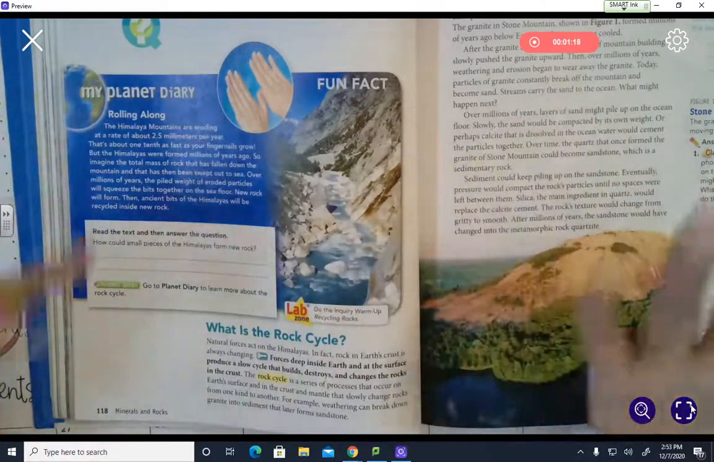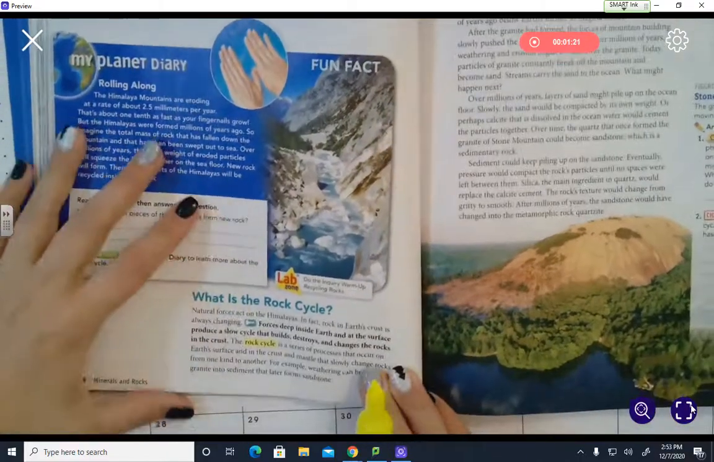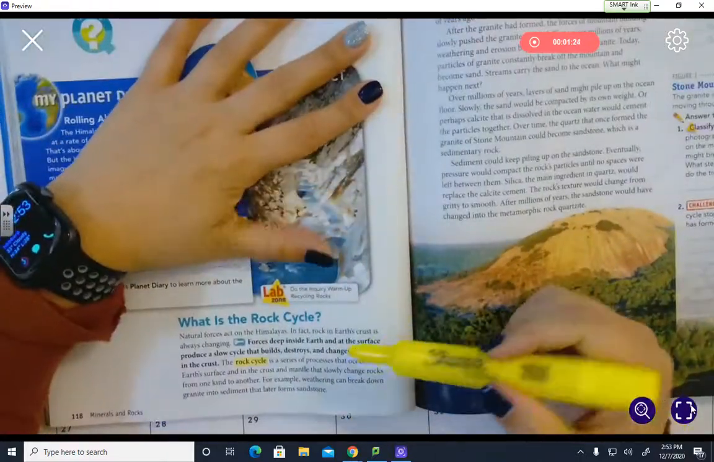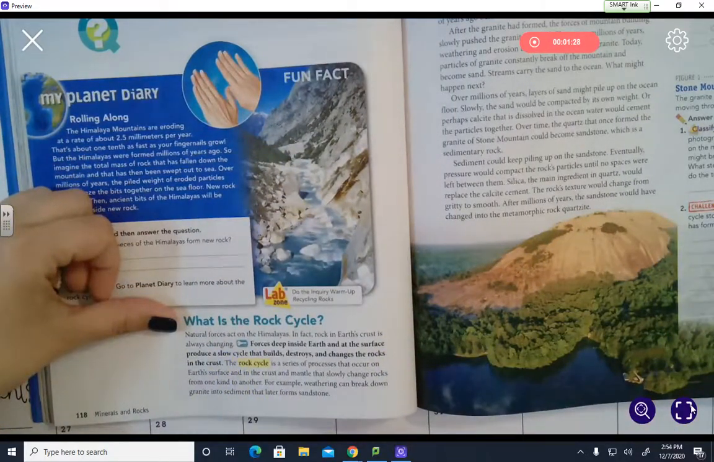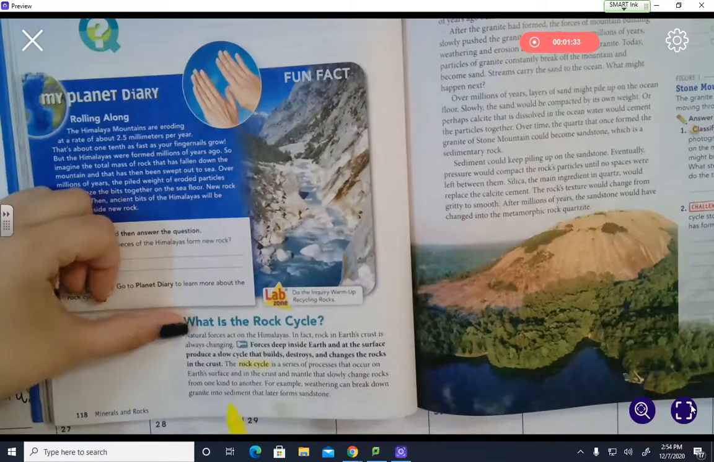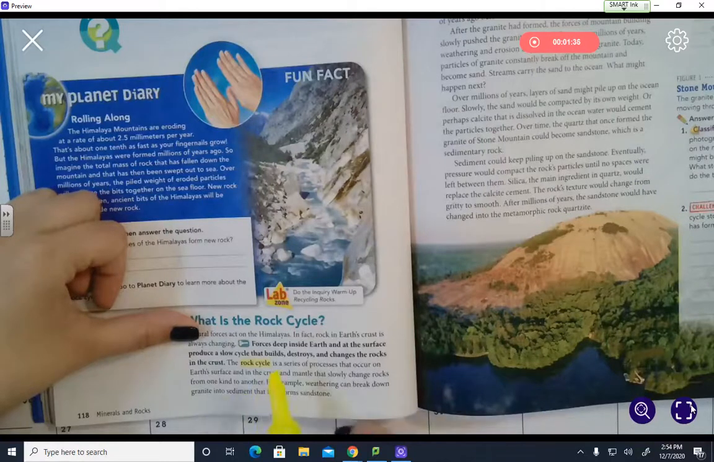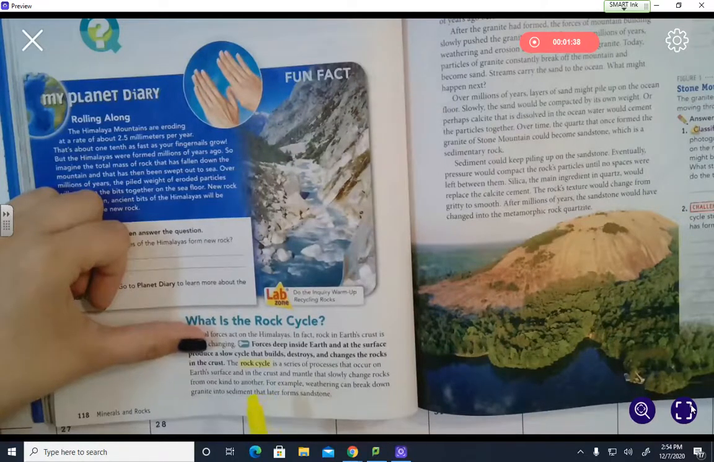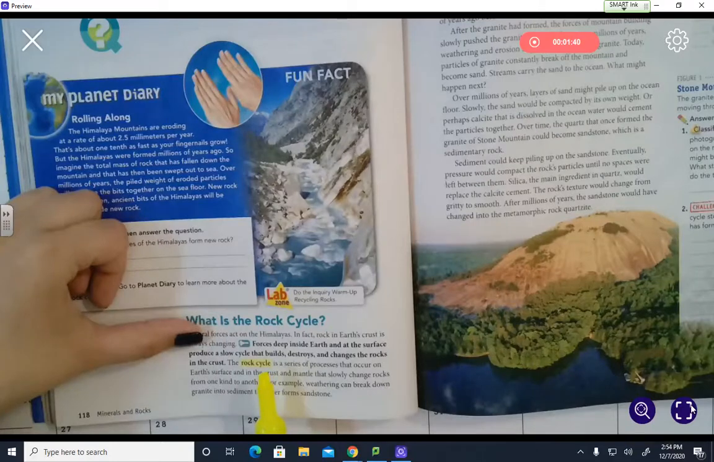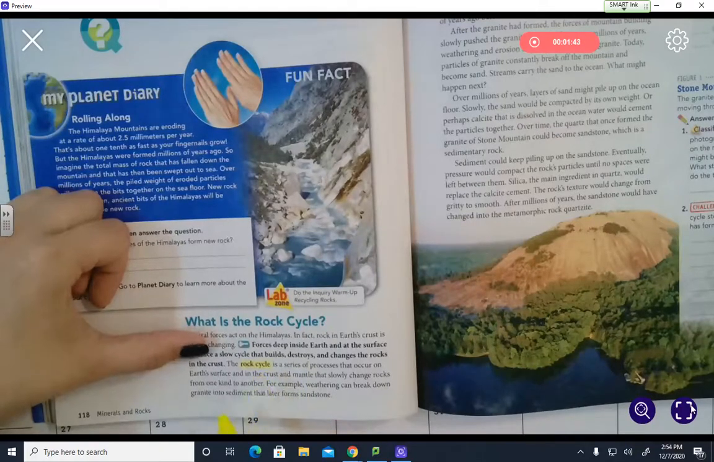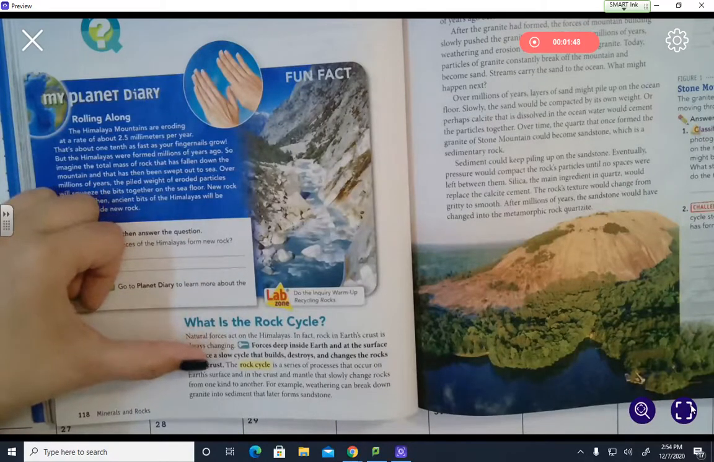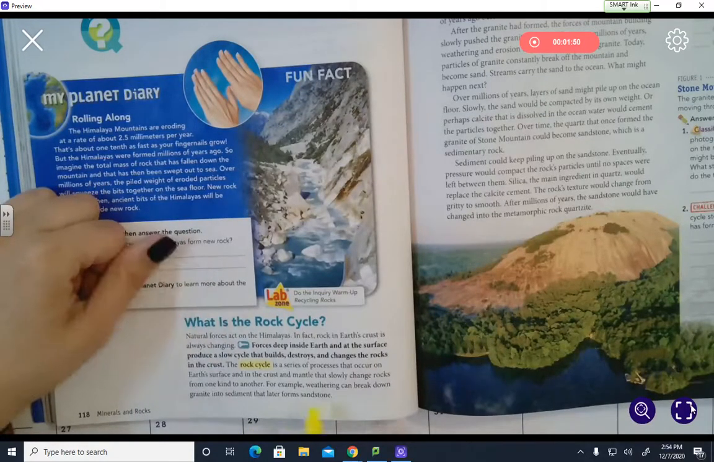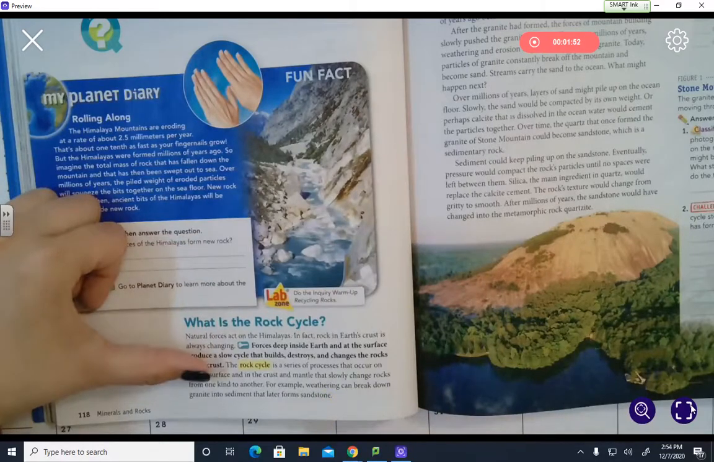So what exactly is the rock cycle? Now we're down here at the bottom. What is the rock cycle? It says natural forces act on the Himalayas. In fact, rock in Earth's crust is always changing. Forces deep inside Earth and at the surface produce a slow cycle that builds, destroys, and changes the rocks in the crust. The rock cycle is a series of processes that occur on Earth's surface and in the crust and mantle that slowly change rocks from one kind to another.